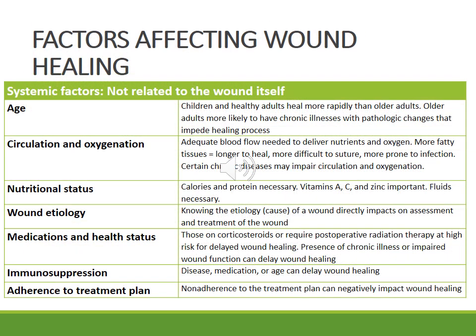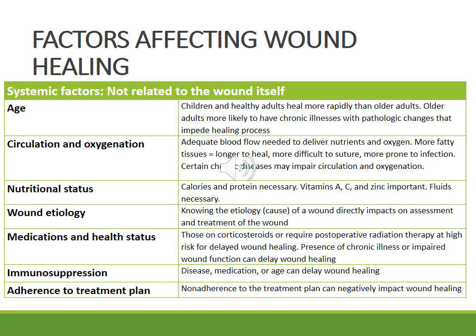As we continue on with factors that will affect wound healing, some of these we've already kind of mentioned. Age, again, children and healthy adults heal more rapidly than our older adults because older adults are more likely to have chronic illness. We talked about how their skin is more fragile, and they may have some mobility issues. So again, age is a factor that affects our wound healing. Circulation and oxygenation. We have to have adequate blood flow to deliver nutrients and oxygen to that wound to get it to heal.